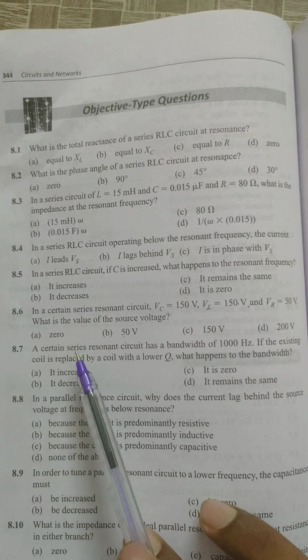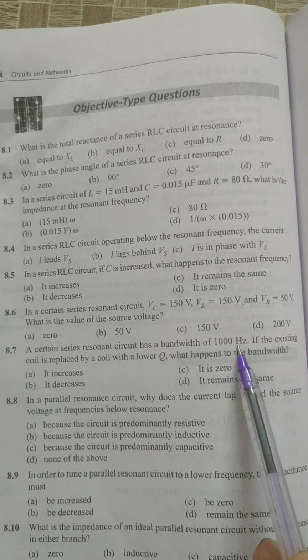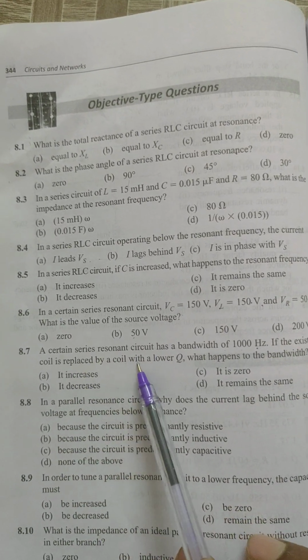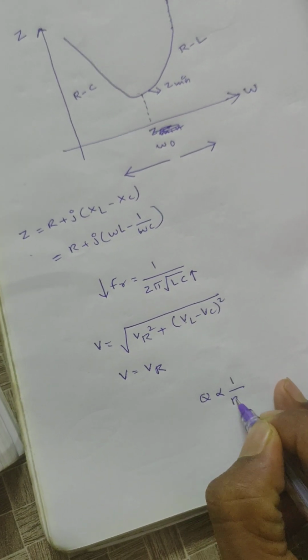Next, a certain series resonant circuit has a bandwidth of 1000 Hz. If the existing coil is replaced by a coil with lower quality factor, the Q factor is inversely proportional to bandwidth.